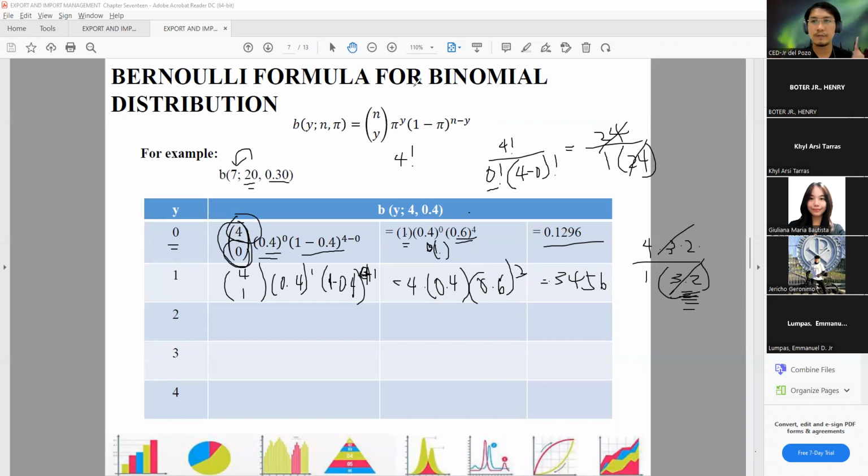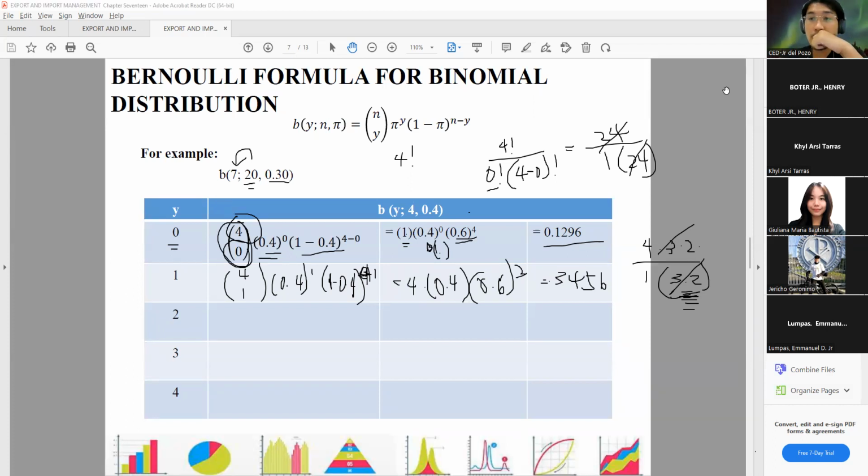May question ba tayo dito? Kung paano siya nakuha, paano siya nagagawa? Kung ayaw mo na mag-solve ng mga ganitong problem, you can look for a binomial distribution table. So meron ng mga readily available na table wherein kung nakaset ang probabilities of success sa mga commonly used like 0.3, 0.5, 0.7, 0.9, 0.10, and then kung ilan yung sample, let's say nakalimit siya sa 20, ganun. So, you can look for that.